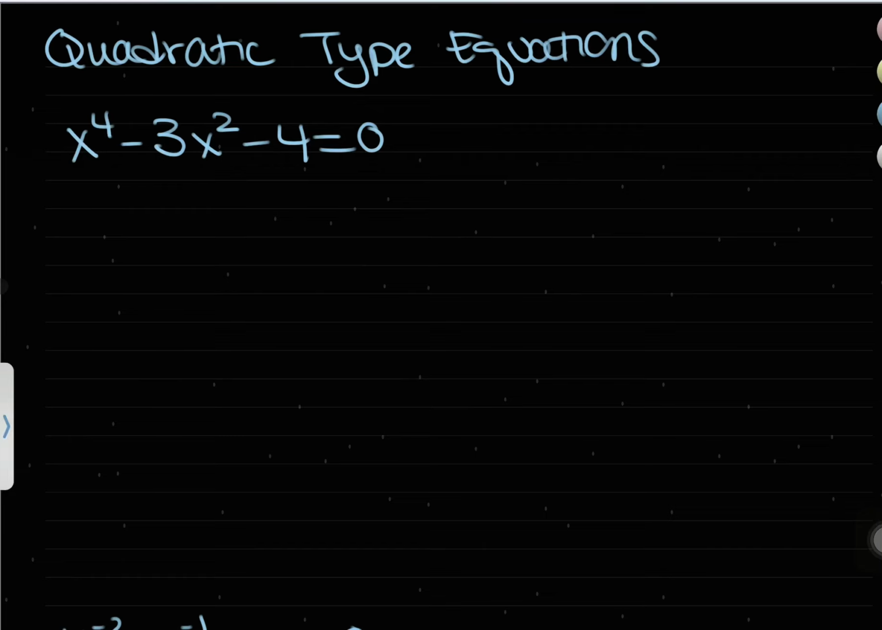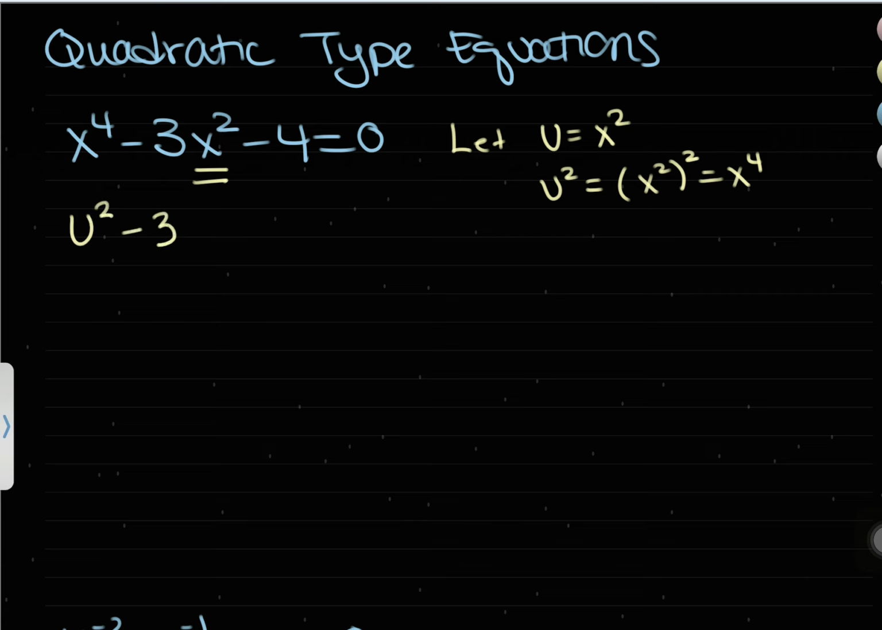The following two examples are quadratic type equations. What that means is we can think of this equation, x to the fourth minus 3x squared minus 4 equals 0, as something that's going to be similar to a quadratic equation. If we let u equal x squared, then u squared would have to be x squared squared, or x to the fourth. So I can rewrite this equation as u squared minus 3u minus 4 equals 0. And that's a quadratic equation.